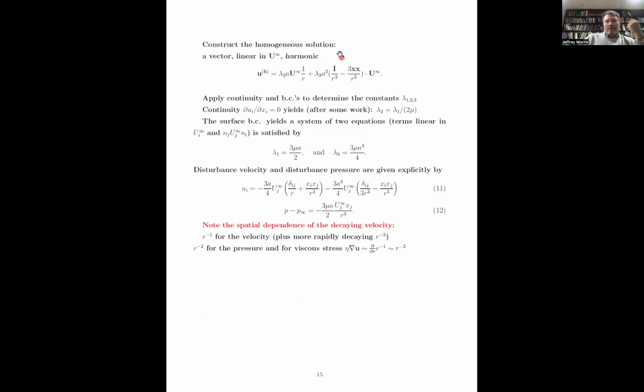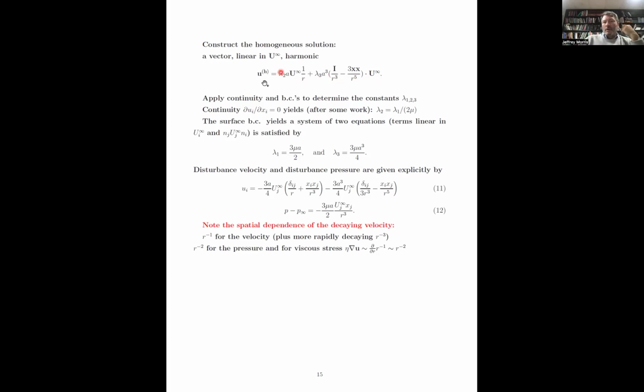So the whole solution then is equal to, oh, sorry, I have to construct the homogeneous solution for it. Sorry about that. So the homogeneous velocity, there are two ways to get a velocity that's linear in u. It must be linear in u. It must be a vector harmonic function, right? So I can have u infinity divided by r, which is a harmonic function. And then I can have this second rank tensor harmonic, which is the unit vector divided by r cubed minus 3xx over r to the 5th times u infinity. And then the a cubed comes out here for reasons that this ends up giving us the right dimensional form.